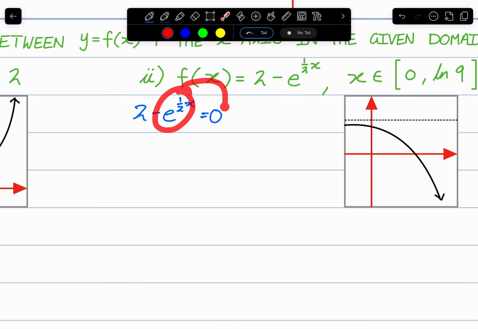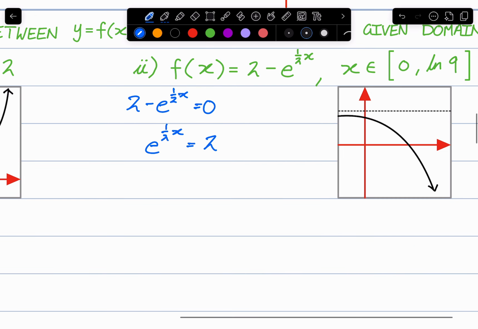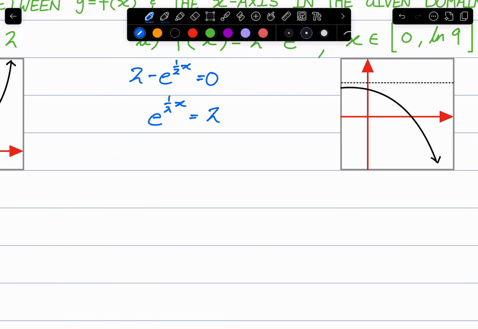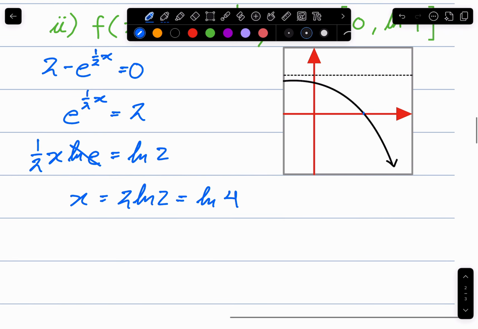I'm going to move this to the other side and then flip the whole thing. So e to the half x equals 2. Taking the log of both sides, so ln of both sides, I get half x ln e equals ln 2. ln e cancels. I can multiply both sides by 2, giving me x equals 2 ln 2, which I'm going to write as ln of 4.